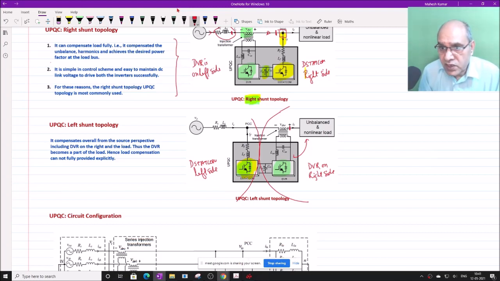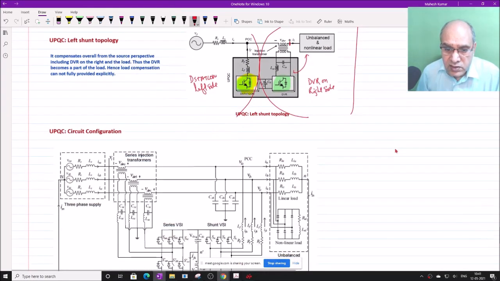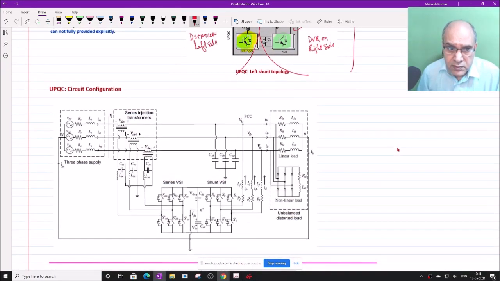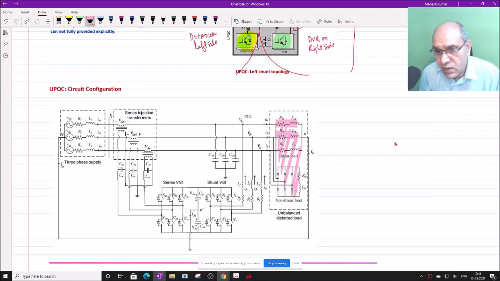Now if you want to see how they look in terms of the configuration circuit diagram, it is given here. As you can see, this is the right shunt topology. On this side we have the load, which is an unbalanced non-linear load, which consists of the unbalanced ZA, ZB and ZC, and a three-phase rectifier load, which creates the harmonics.